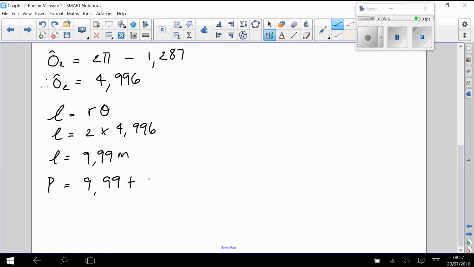If I wanted to know the whole perimeter, I would therefore take the arc length of 9,99 and I would add it to the length from A to B, which is 2,4. And so adding these two lengths together, I find that the whole perimeter is in fact going to be 12,39 meters.